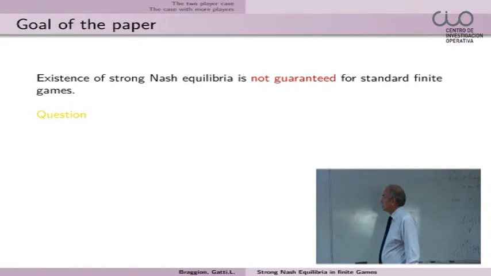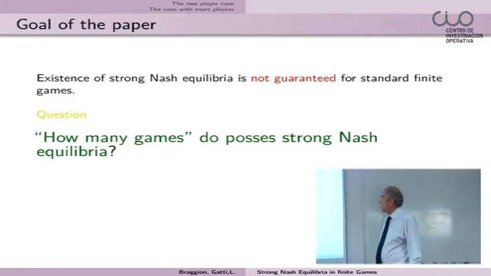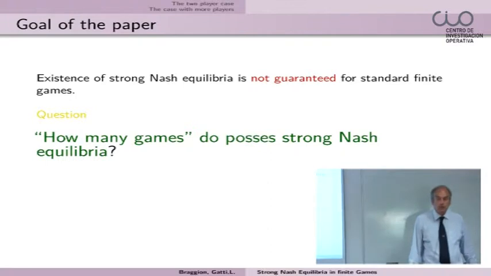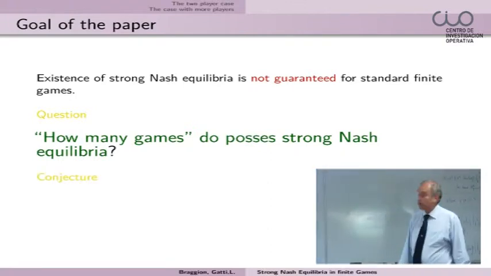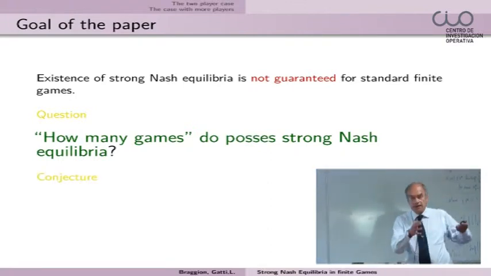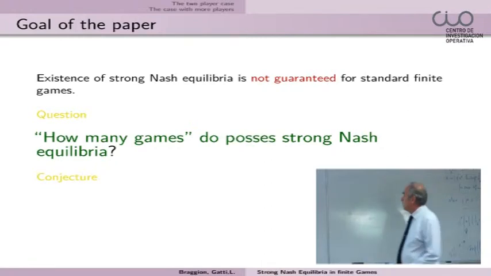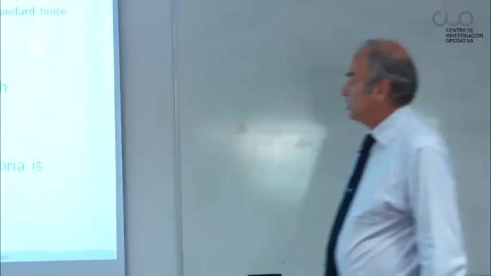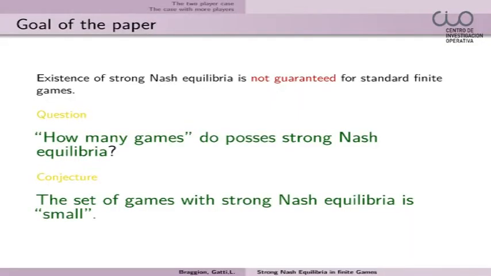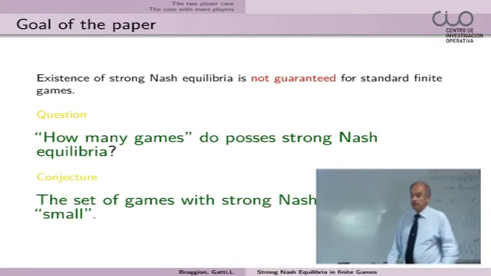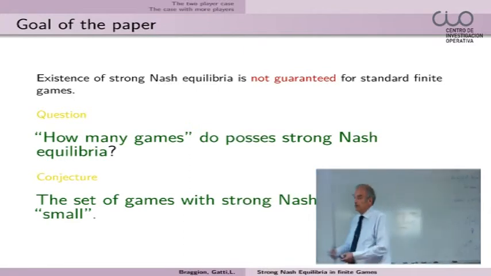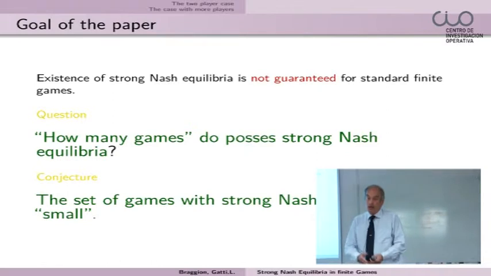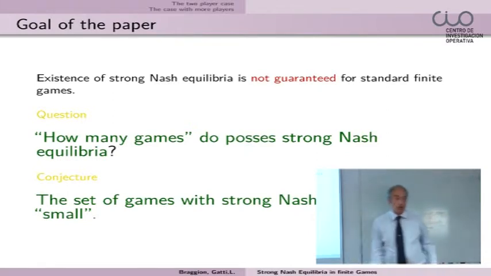So the question is, how many games do possess strong Nash equilibrium? This question is rather topological, if you want, and so in some sense I am coming back to the room, and the conjecture is that the set of games with strong Nash equilibria is small. Okay, so unfortunately, in many situations we have Nash equilibria, but not strong Nash equilibria.